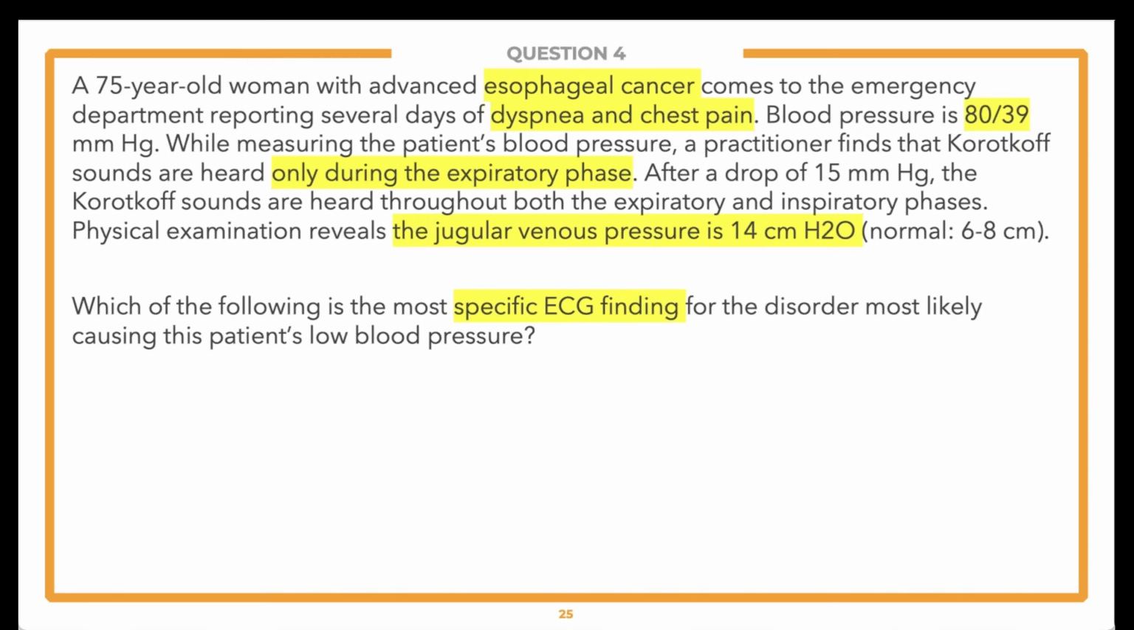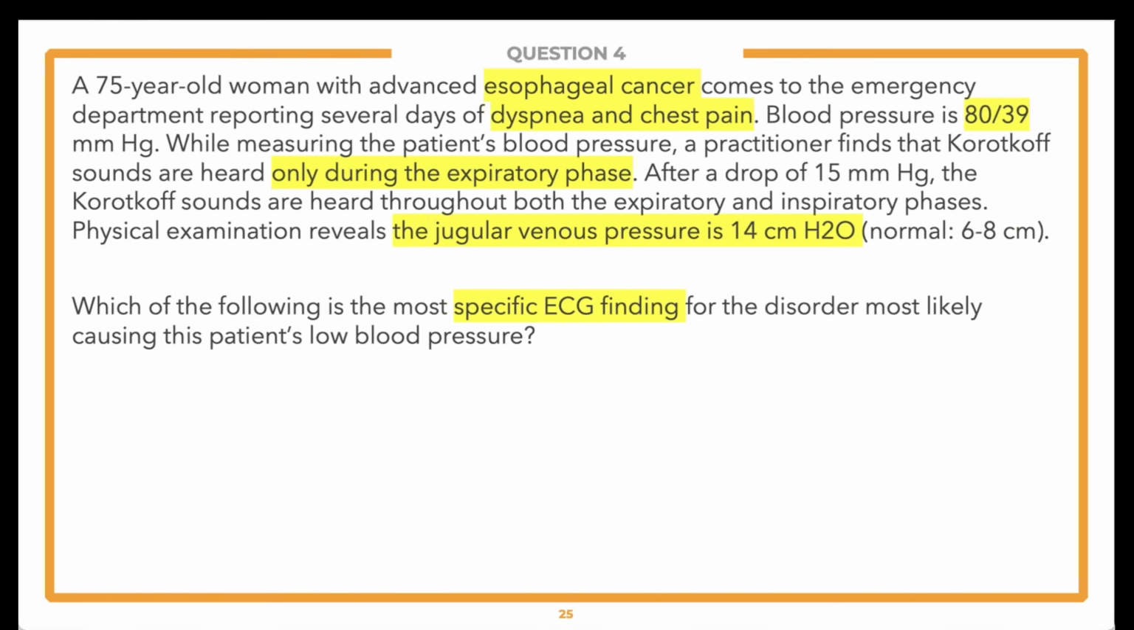So what are these Korotkoff sounds, right? Whenever I see a big fancy word I don't recognize, you can even just ignore it, right? It's heart sounds. That's all it is. It's my S1, S2, right? So it finds that the heart sounds are only heard during the expiratory phase. Now, after a drop of 15, then they hear them in both expiratory and inspiratory. Okay, so we're going to talk about what that indicates and what's important from that phrase there. And on physical exam, you see jugular venous pressure of 14, right? There's jugular venous distension in a sense. It's more than 8.